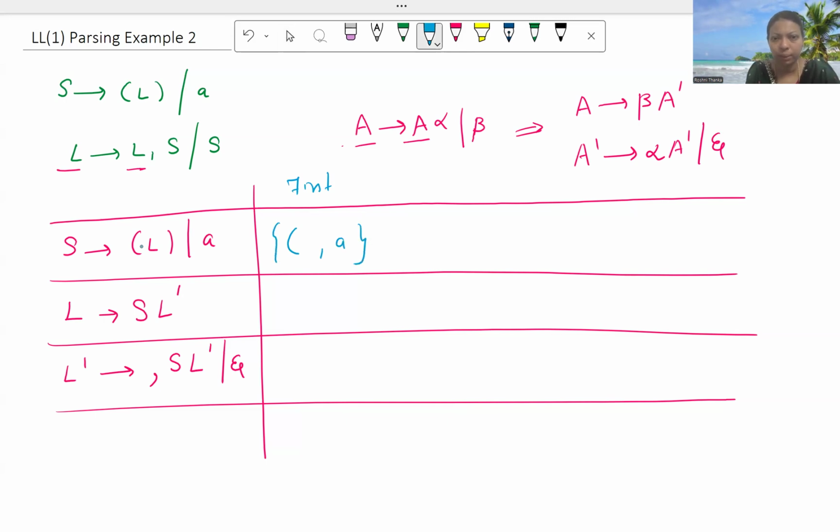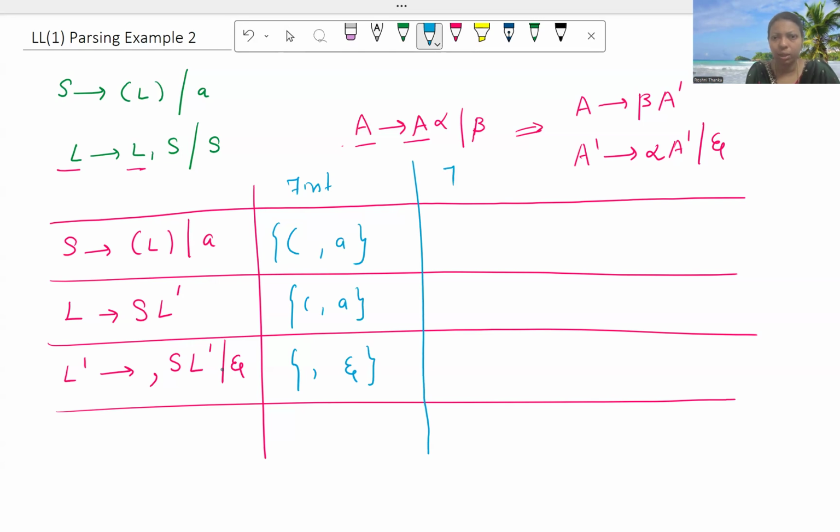For L, the first symbol we have is a non-terminal, so you have to derive S. When you expand this S with these two productions, again we'll get the open parenthesis and the small a, so again the same thing. And when I see L dash, what is the first symbol? One is comma, another one is epsilon. So here comma, and the other is epsilon. So this is about the first.